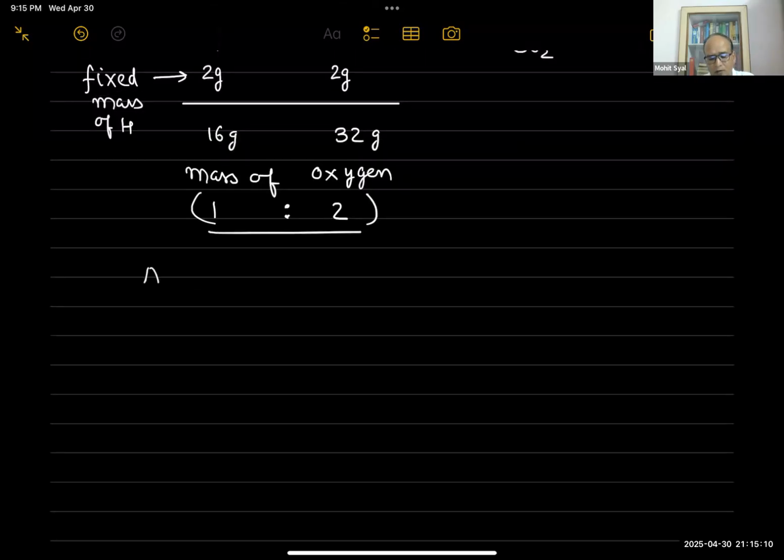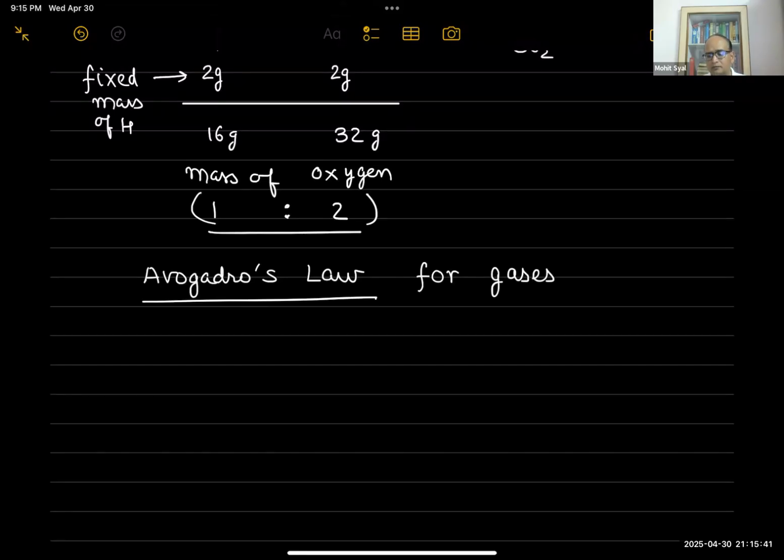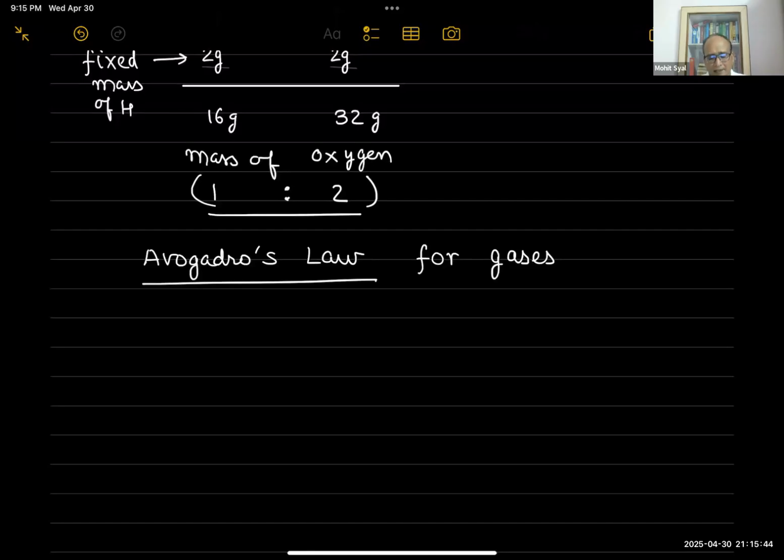There is Avogadro's law. What is it about? Avogadro's law. The amount of molecules or atoms present in 1 mole is 6.022 into 10 raised to 23. That is Avogadro's number. Avogadro's law is for gases. It is related to the number.